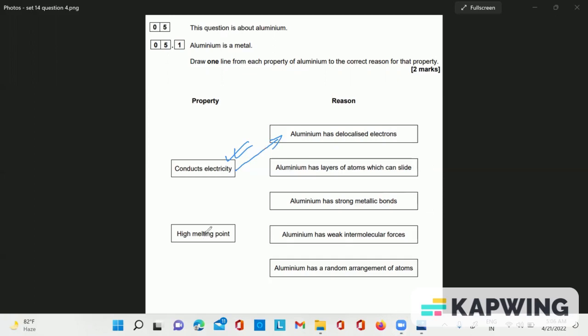Now the next is high melting point. Aluminium also has a high melting point, and based on the above options, we can say that it is only possible because of its strong metallic bonds. The metallic bonds are very difficult to break, for which aluminium has a very high melting point. So the 2 answers are: aluminium conducts electricity because of delocalized electrons, and due to strong metallic bonds, it has a high melting point.